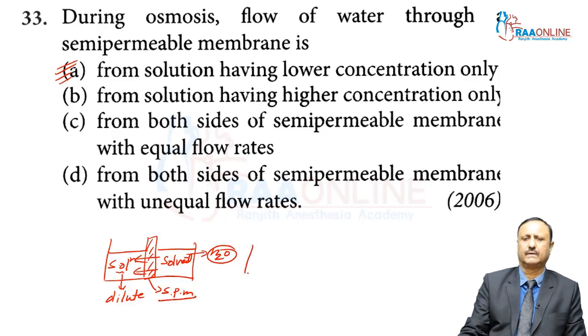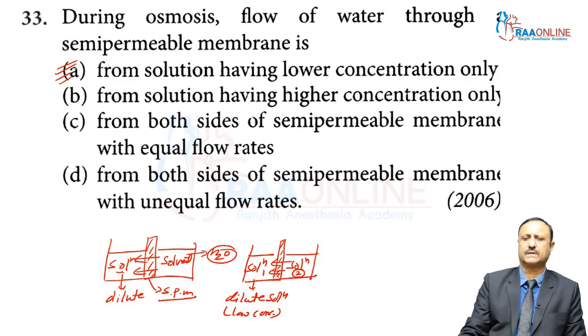When you have two solutions, here solution number 1, here solution number 2. Solution number 1 is a dilute solution. So, my dear students, it is called a low concentrated solution or lower concentration solution. So, solvent particles are migrated from this side to this side, lower concentration.